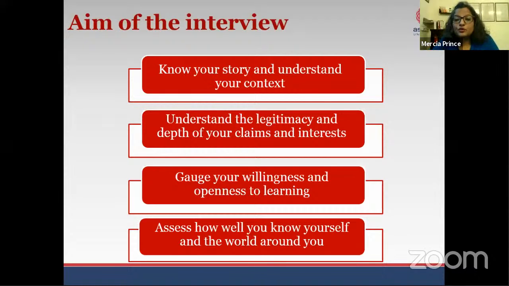So when we're interviewing students, it can get a bit personal, it can be intellectual, it can be conversations on academics, on your interests, on instances and circumstances that you have faced. Whatever it is will come out of the application form. So we're going to use your application form as a base, but it is to know your story and to understand your context. We also want to understand the legitimacy and depth of your claims and interests, right?